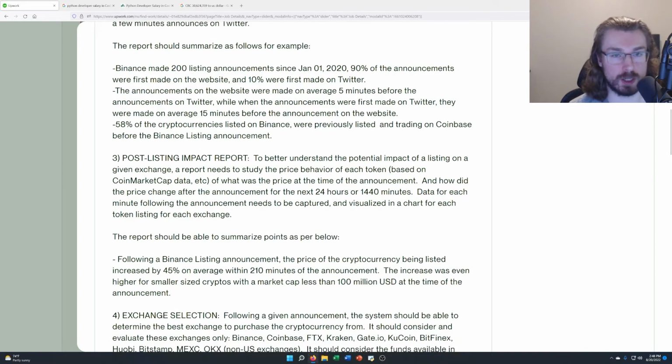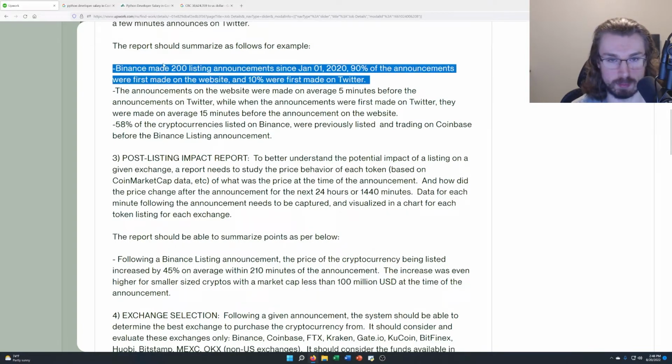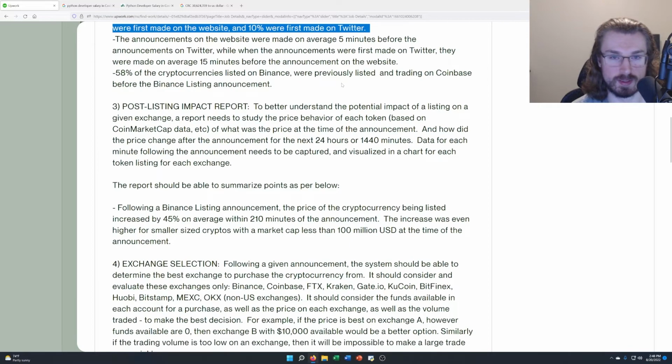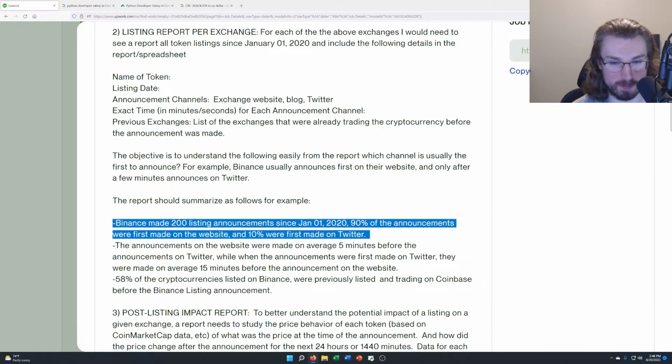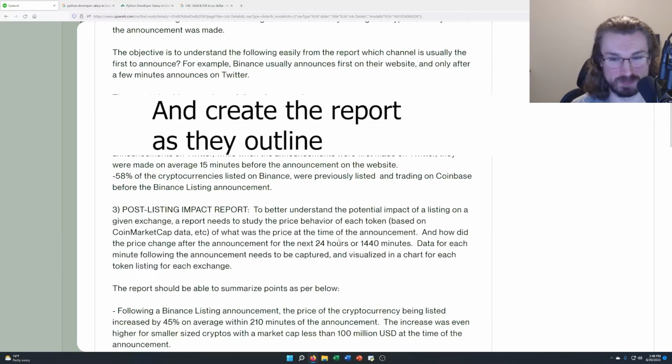The report should summarize as follows. For example, whatever made 200 listing announcements. Yeah, he just provides the template of how he wants to see the information, which is quite thorough. So this is like a research part of it, I guess, where you're collecting the data. So you have to collect the data. It has to be like this.